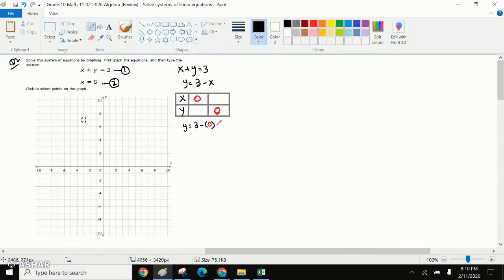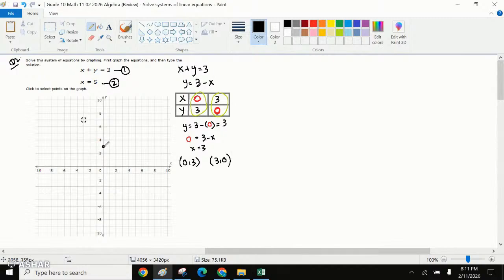So the answer comes out to be 3. And if we take y to be 0, x still comes out to be 3. Agreed? So the two coordinates we now have are 0 comma 3, x and y, and 3 comma 0. Two points are more than enough to draw a line. Agreed? Let's plot these points.